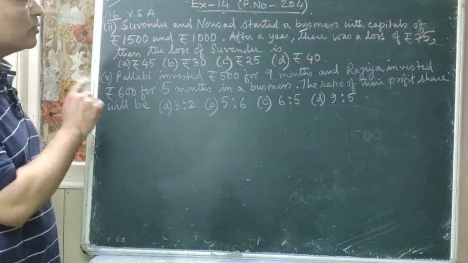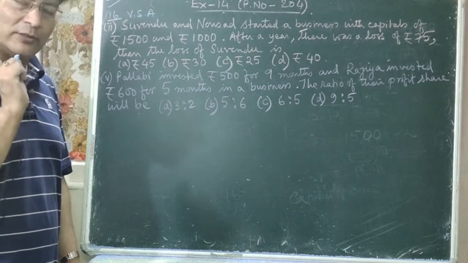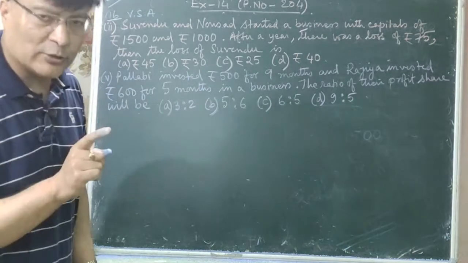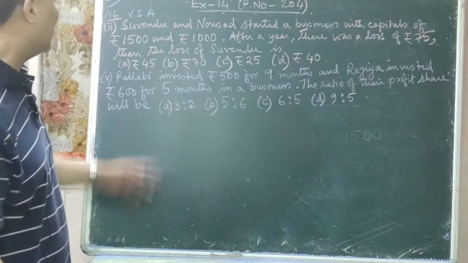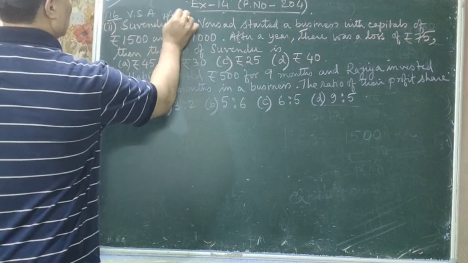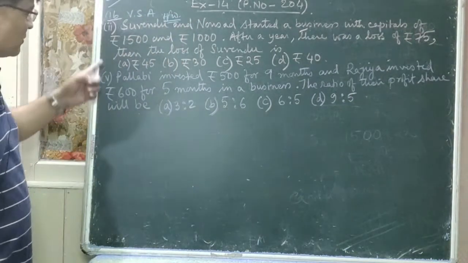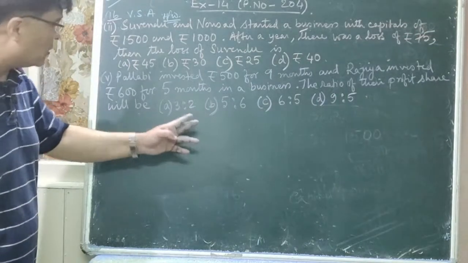You have to find which is the correct option. I will not explain the question; you try to understand it and do it yourself. So this 16 number 2 is your homework. Let's do question number 5 here. So 16 number 5 is, here also you have to choose the correct option.